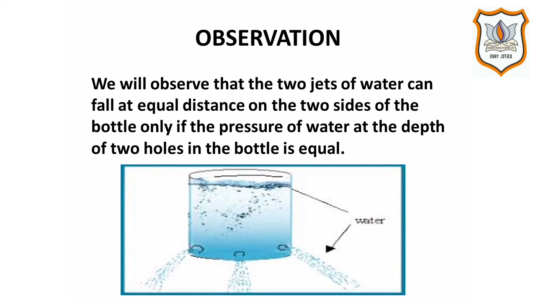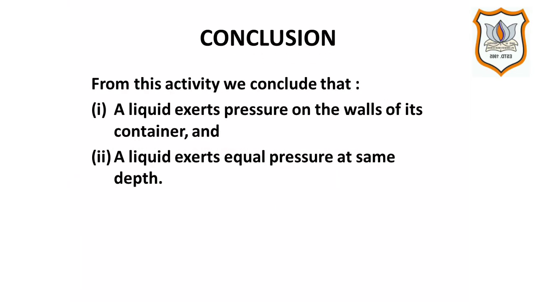Students, we will observe that the two jets of water can fall at equal distance on the two sides of the bottle only if the pressure of water at the depth of the two holes in the bottle is equal. From this activity, we conclude that first, a liquid exerts pressure on the walls of its container, and second, a liquid exerts equal pressure at the same depth.